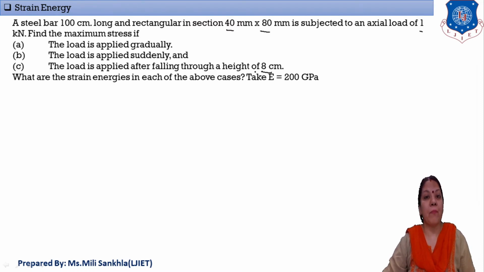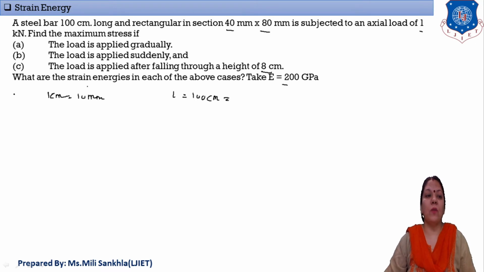That means it is our impact loading. And also find out the strain energies in each of the above cases and take E equal to 200 gigapascal. Now one by one, first of all we mention the data here. Our L is equal to 100 centimeter, and 1 centimeter is equal to 10 mm.